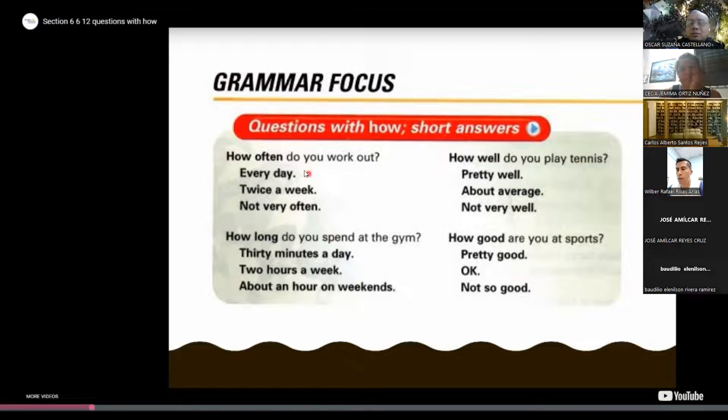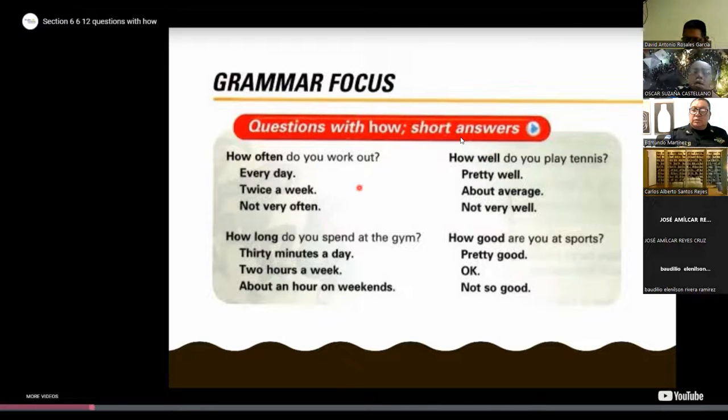So, repito. How often, con qué frecuencia haces algo? Okay, how long, por cuánto tiempo haces algo? Okay, how long do you take a shower? Maria Lourdes, yes. I have a question. When do you swim? How well and how good?